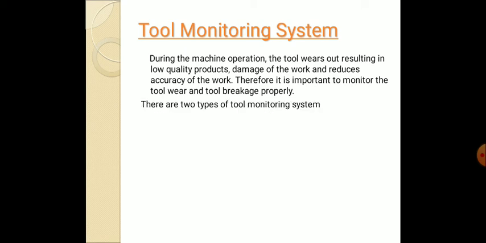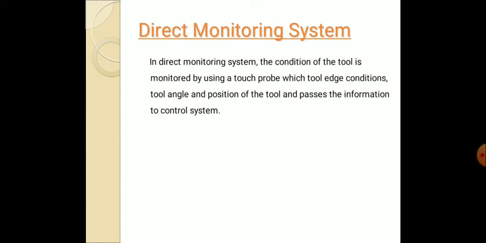There are two types of tool monitoring system. First one is the direct monitoring system, second one is the indirect monitoring system. In the direct monitoring system, the condition of the tool is monitored by using a touch probe, in which the probe touches the surface to detect the edge conditions, the tool angle and the position of a tool, and passes the information to the control system.